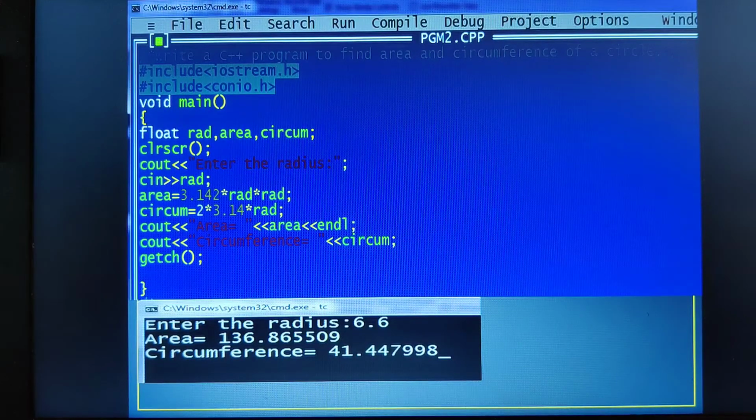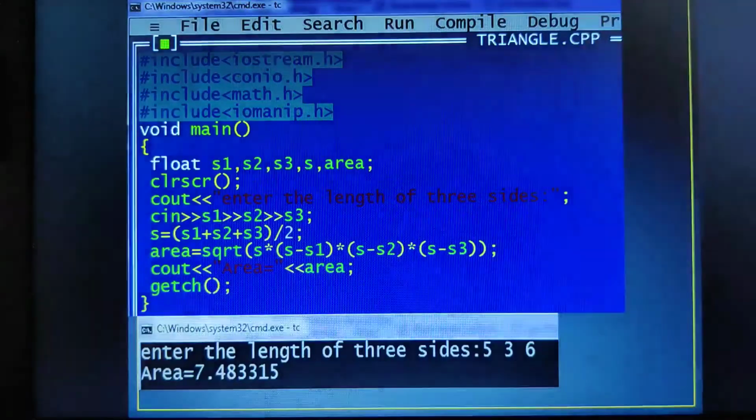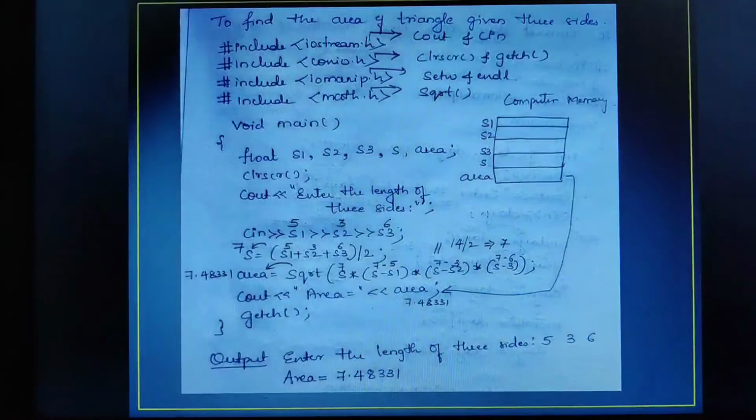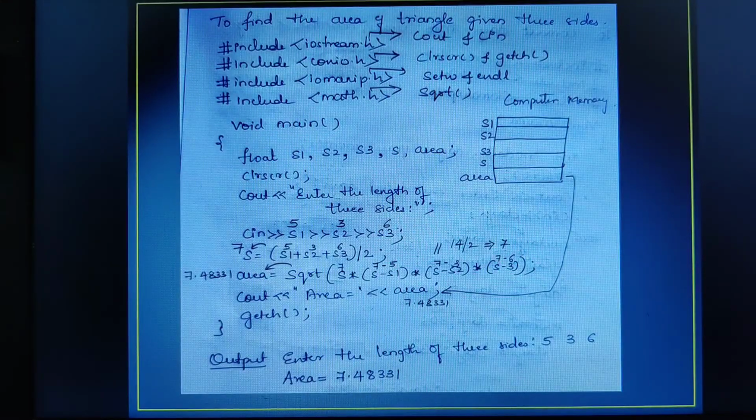Moving to the next program, students. Now this is a program to find out the area of a triangle given 3 sides. We can find the area of a triangle, that is half into height into breadth. We can use that particular formula. But how to calculate the area of a triangle given the 3 sides? We have the standard formula, just as we have for the area and circumference. We have the standard formula to calculate the area of a triangle whenever 3 sides are given.